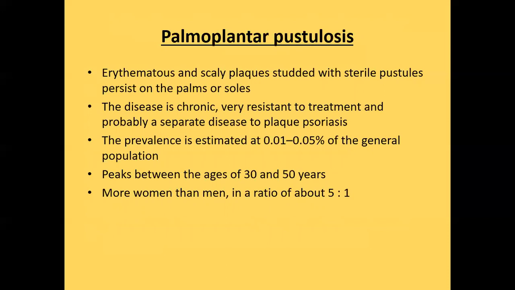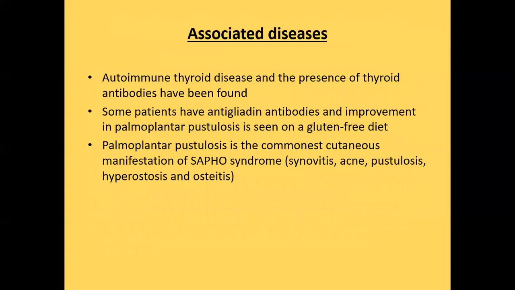The first of the localized pustular psoriasis is palmoplantar pustulosis. That is characterized by erythematous scaly plaques which are studded with sterile pustules on palms and soles. The disease is chronic, resistant to treatment, and is probably a separate disease to plaque psoriasis. The prevalence is 0.01 to 0.05% in the general population. Peak age is 30 to 50. Women to men ratio is 5 to 1.